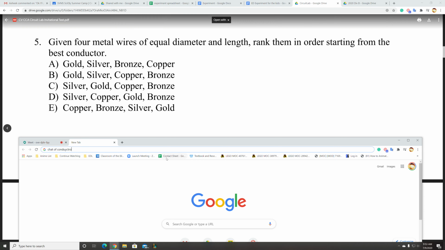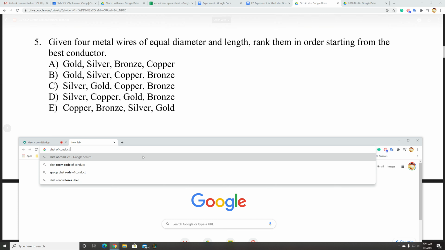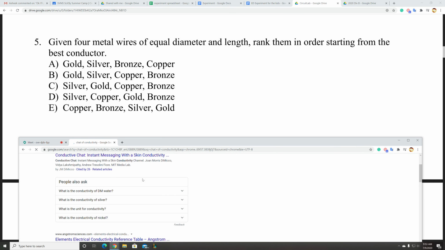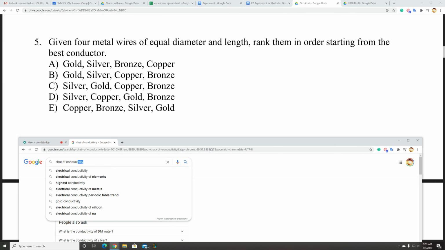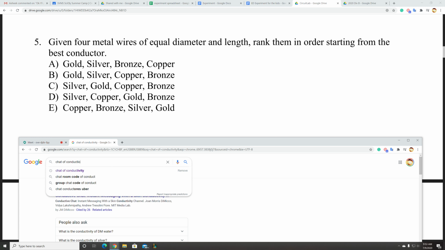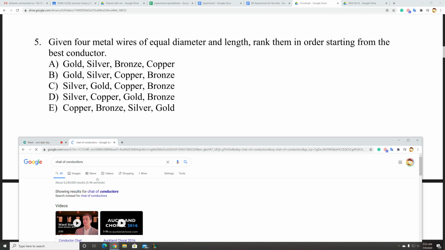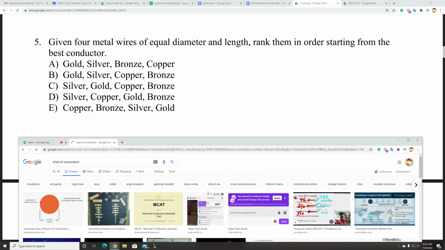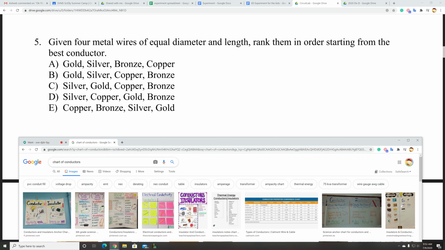Sorry for that. So basically, you need to search up a chart of conductivity, a chart of conductors, and I'm pretty sure silver is at the top. Silver is always at the top. Oh, I searched it up. Chart of conductors.